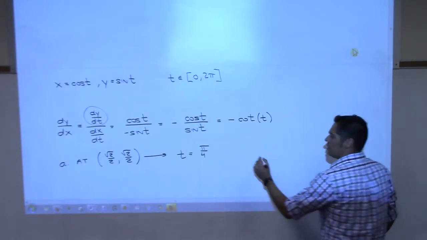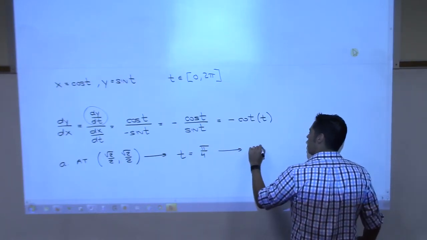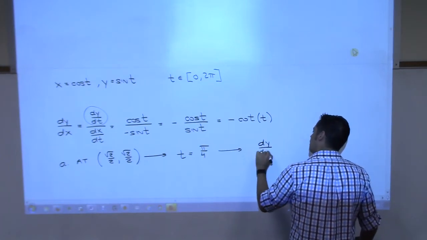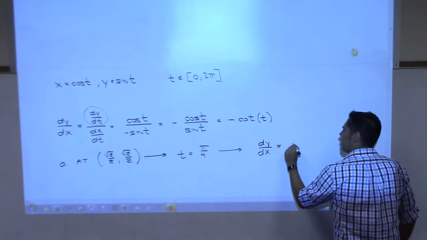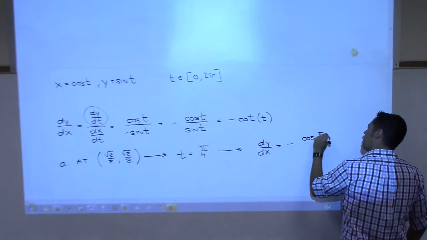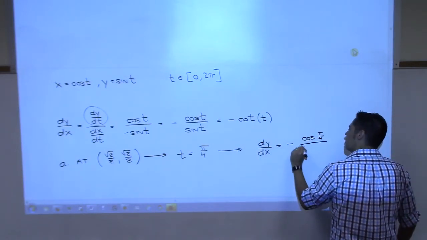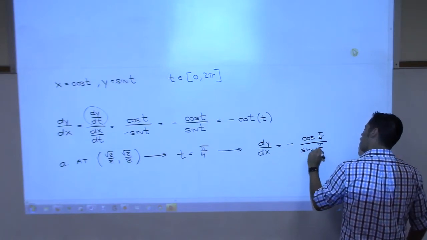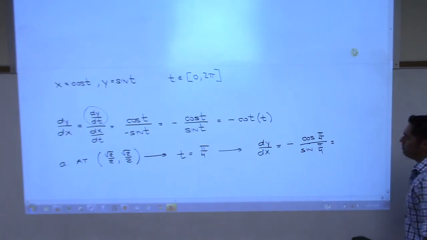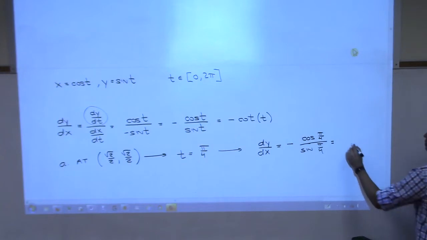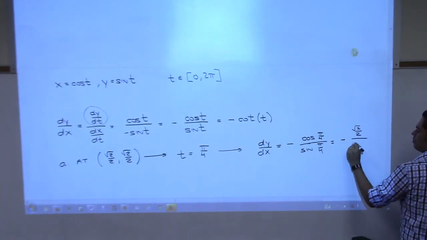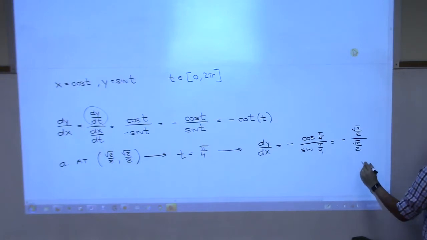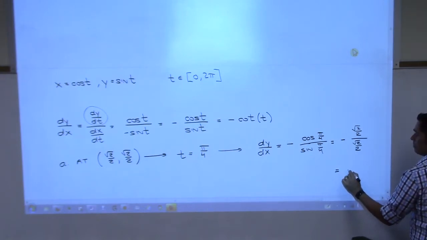So now I take that information, so I know that dy dx is going to be, I'm going to use this one right here, negative cosine of pi over 4 over sine of pi over 4. And what's cosine of pi over 4? Root 2 over 2. So negative root 2 over 2 over root 2 over 2. So your answer should just be negative 1.